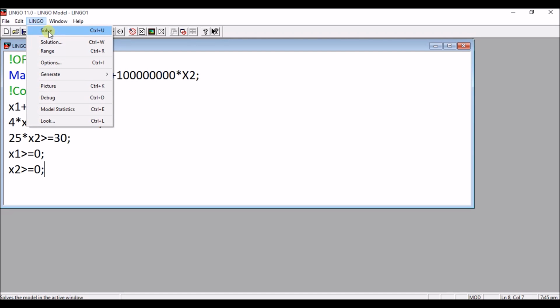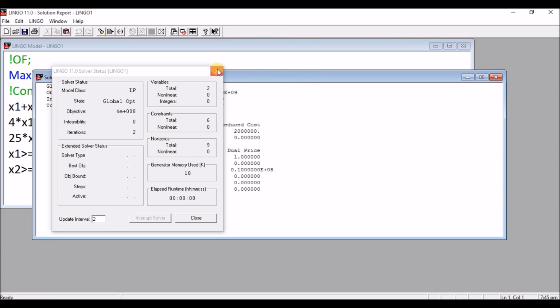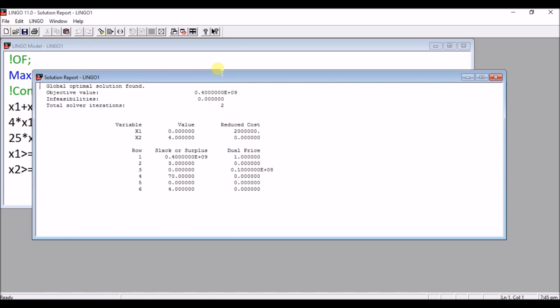By clicking solve, we got the solution for this problem. We got the value of the objective function is 400 million rupiahs, and the value of variable x1 is 0, and the variable x2 is 4. It means that we don't need to plant corn, and we need to plant wheat for only 4 hectares.